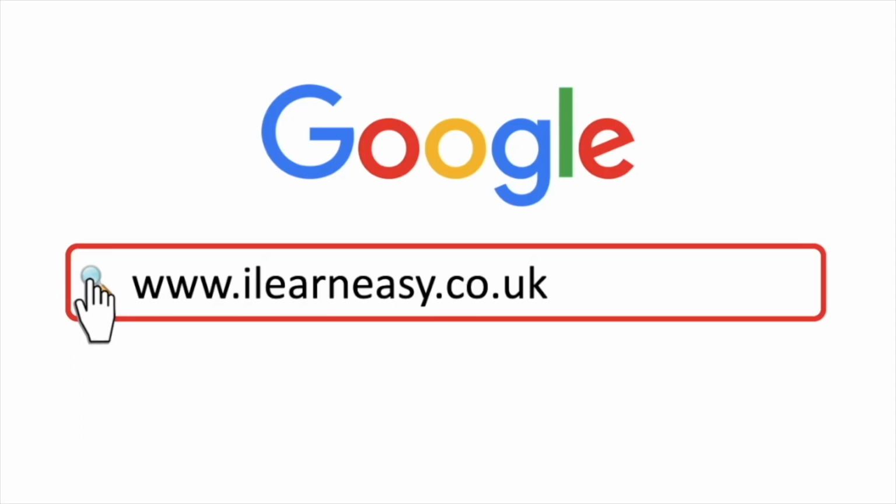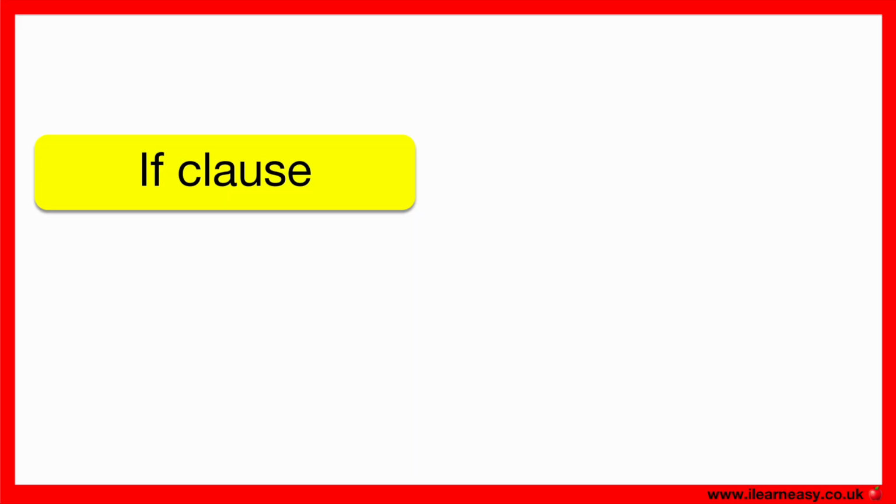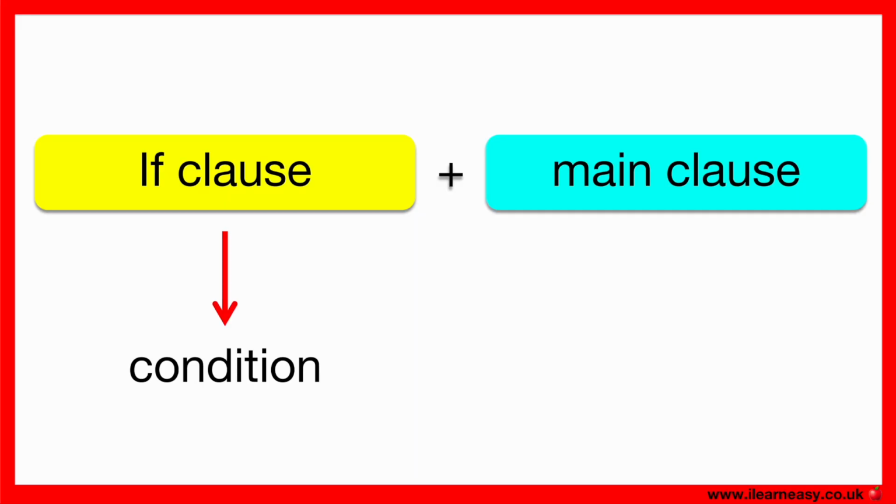ilearneasy.co.uk. A conditional is a type of sentence that is made up of an if clause, this is the condition, and a main clause, this is the result. A conditional describes the result of a certain condition. So essentially, it describes the result of a situation that might happen or might have happened.